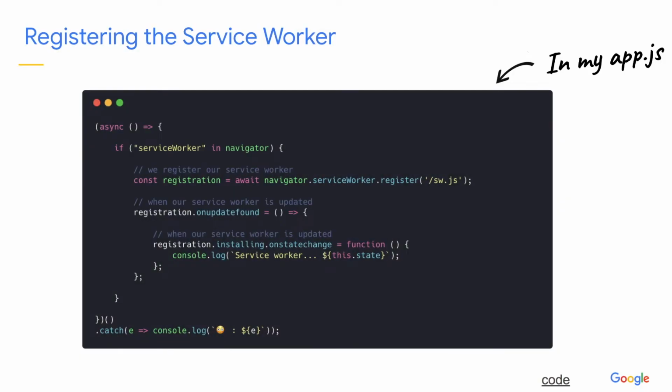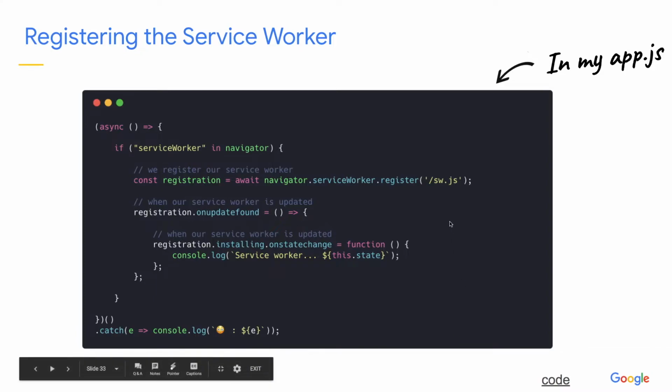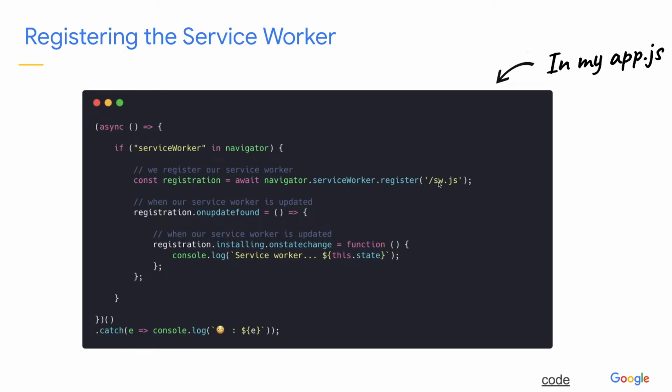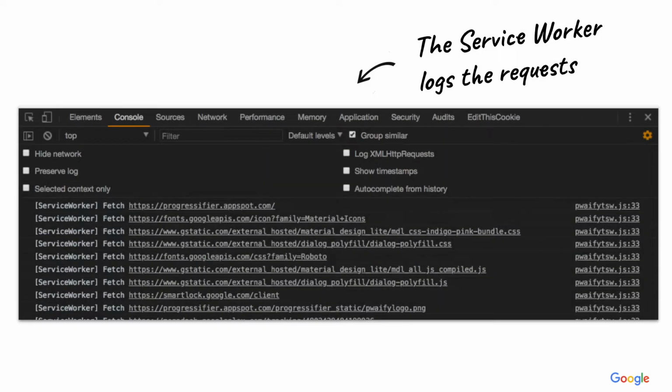So, we have to register our service worker as well. You can do that in app.js, or wherever you normally write your JavaScript. What we will do here is register a service worker, sw.js, and we will register this service worker proxy for our application.